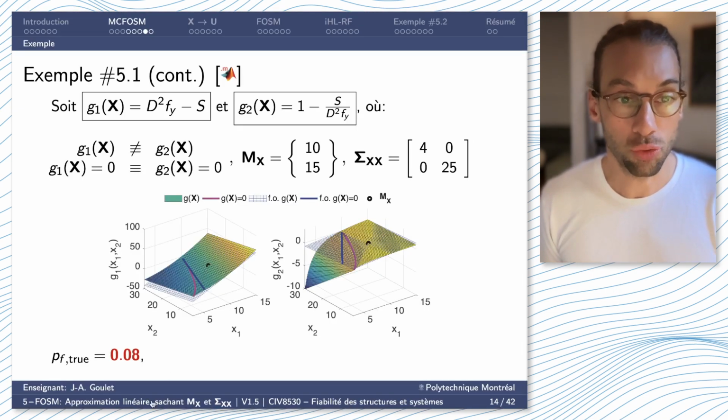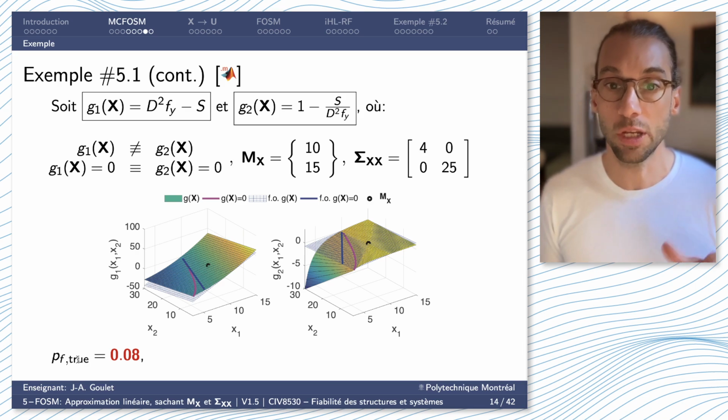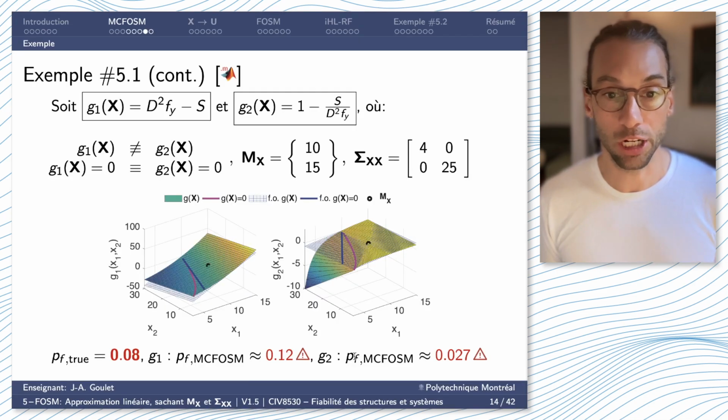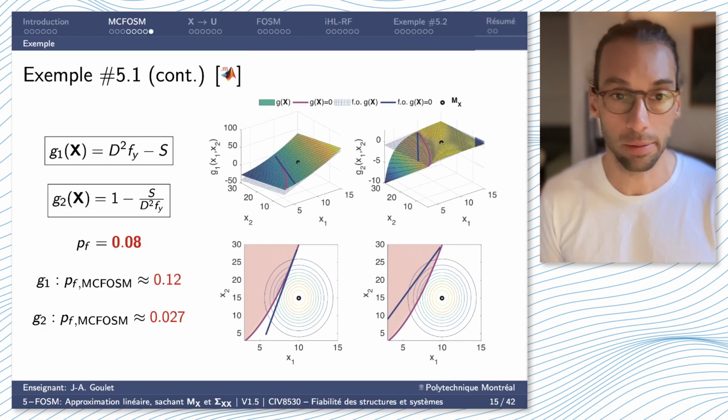If we look at the true probability of failure, which should be 0.08, in this case, if we use the MCFOSM, we're going to get 0.12 for the first one, and we're going to get 0.027. So we really overestimated here compared to 0.08. We're going to underestimate it here compared to 0.08.